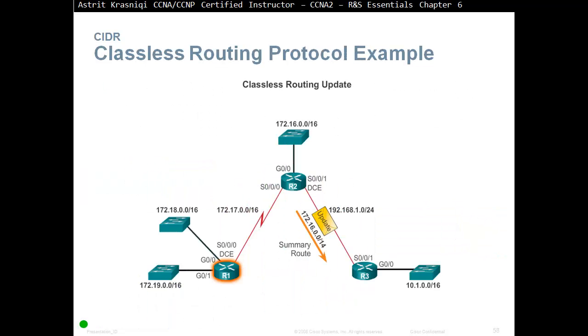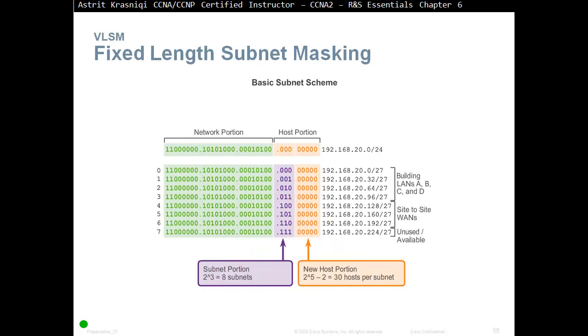So classless interdomain routing, when we send an update, now it needs to send the subnet mask within the update. We can send it as a summary route or whatever we want. So when we subnet IPv4 addresses, we take a network address and we can subnet it. We can subnet only the host portion. The network portion, the ones on the subnet mask, we can't touch. They're not ours.